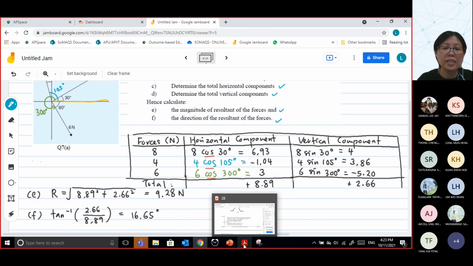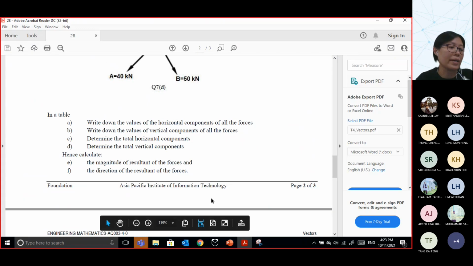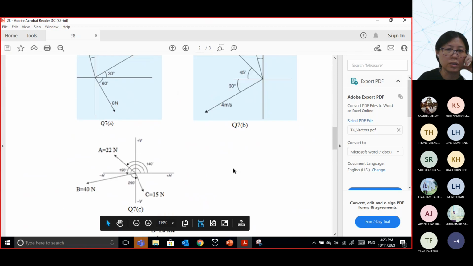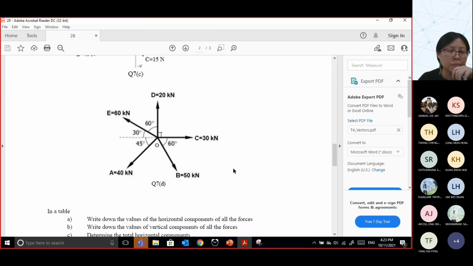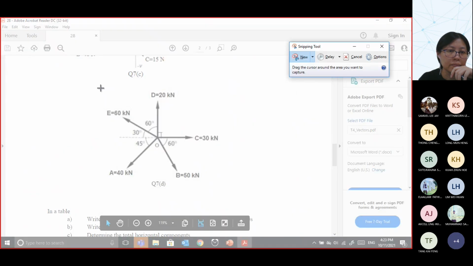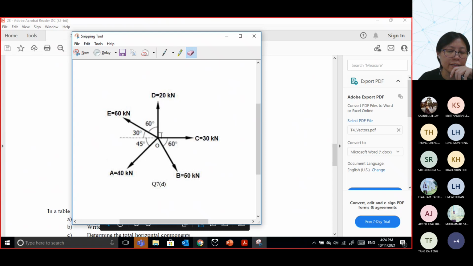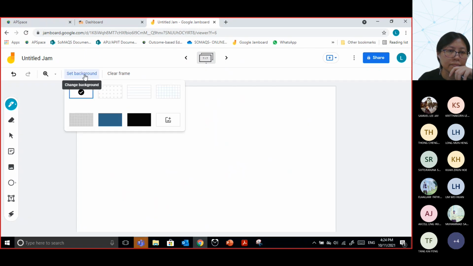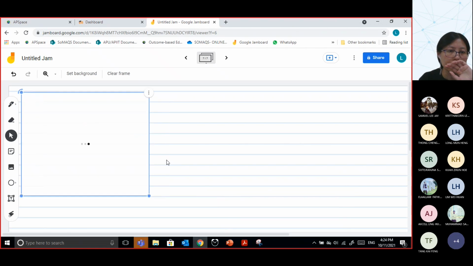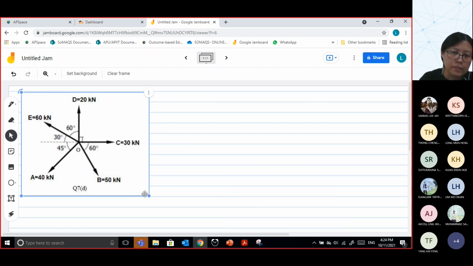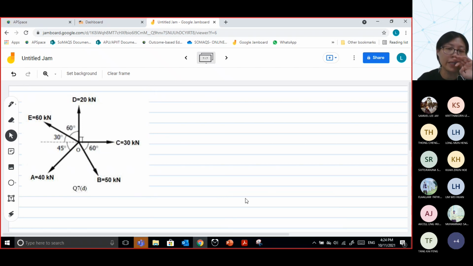Initially you may see these questions as quite difficult, but after you get used to the way, it should be okay. Now let's try on this one. Using the same table, calculate for this one.